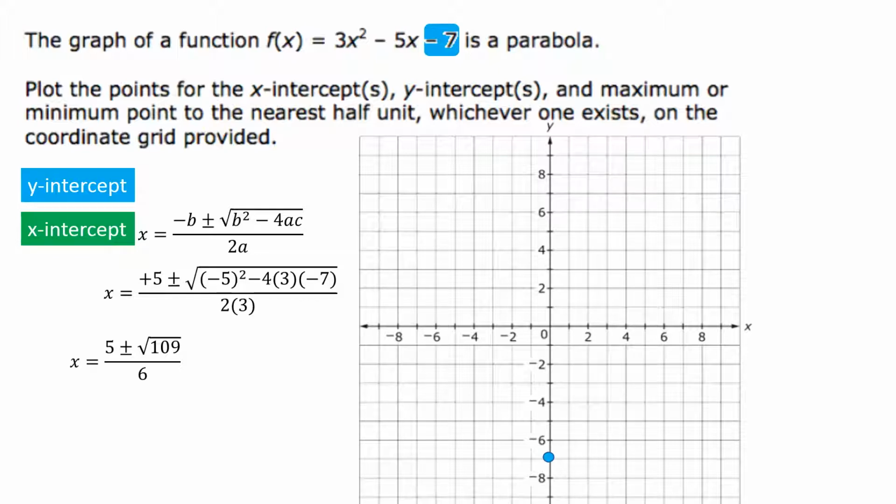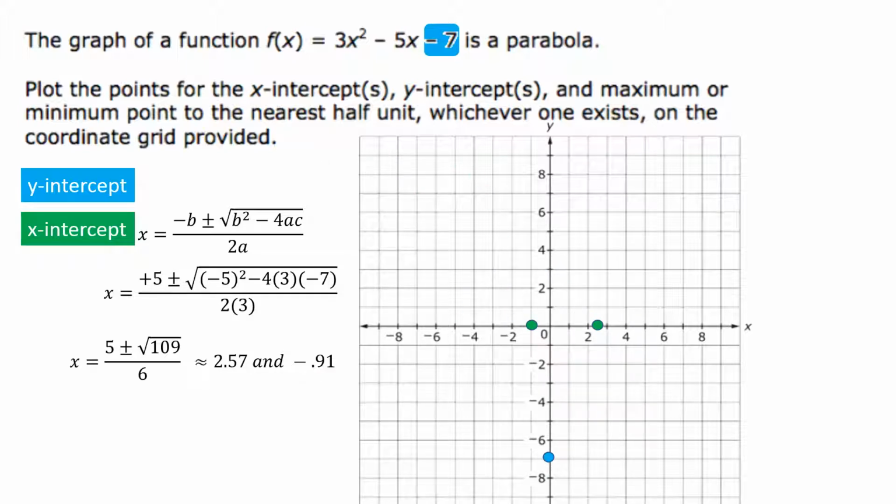Well, I like that way of writing it, but it doesn't help you graph it, so you're going to need decimals. And that gives us, the plus gives us 2.57. The minus gives us negative 0.91. So what's 2.57 to the nearest half unit? That would be 2.5. For negative 0.91, I guess that's negative 1. And those would look like that.